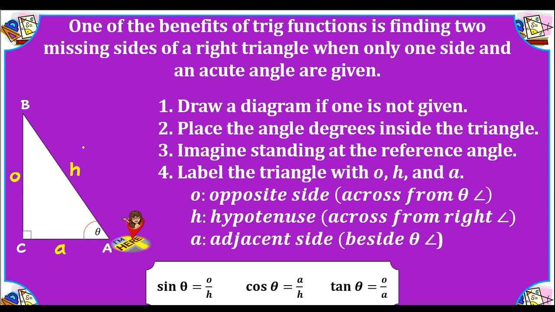So like we were saying, a benefit of the trig functions is if you're given one of the acute angles and one side length, you will be able to find other side lengths of the right triangle. So always draw a diagram. Always place the angle degrees inside the triangle. So here we have theta inside to represent an angle measurement. Then always know which is your reference angle and then label. So since A is my reference angle, BC is my opposite side, CA is my adjacent side, and BA is my hypotenuse.